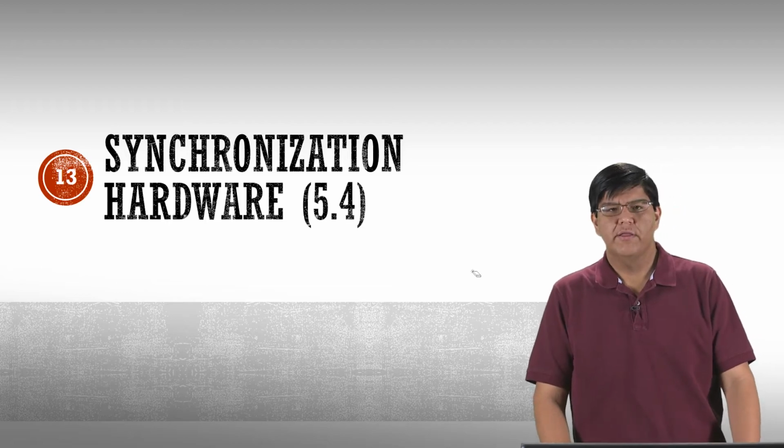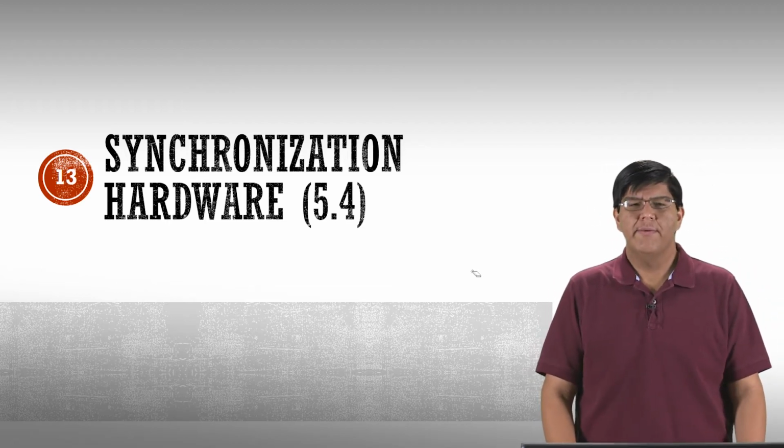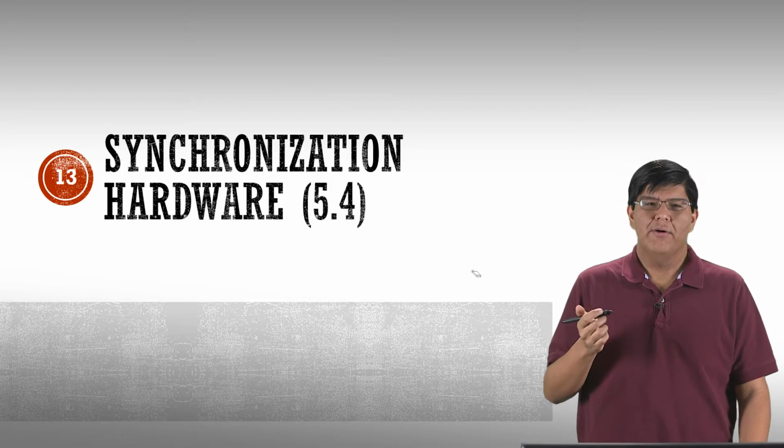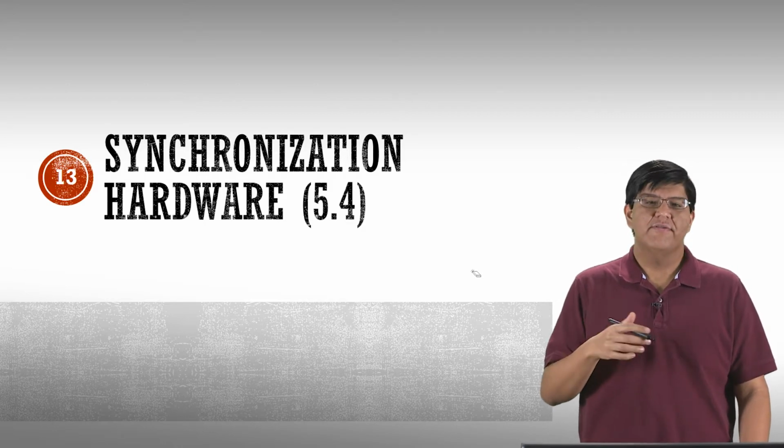In this section, we're going to take a look at a few CPU operations that can maybe make life a little bit easier when we're trying to get synchronization between two different processes. In the last section, we talked about something called Peterson's algorithm. Peterson's algorithm, though, well, it's interesting. It's obviously very complicated, right?